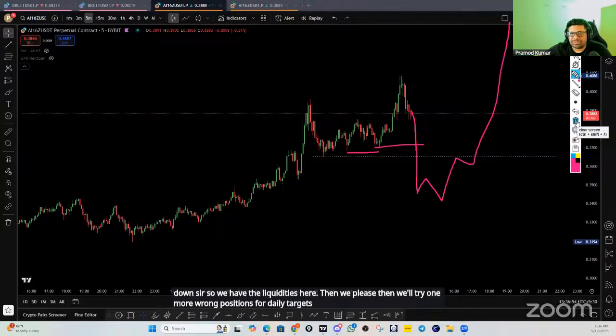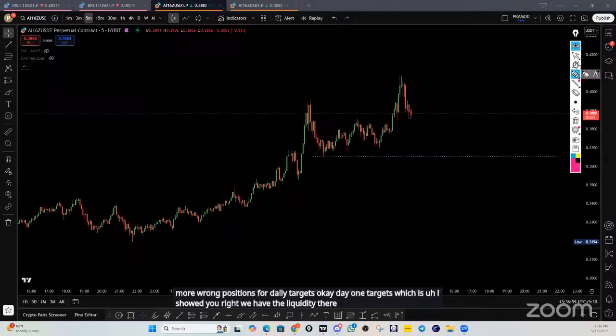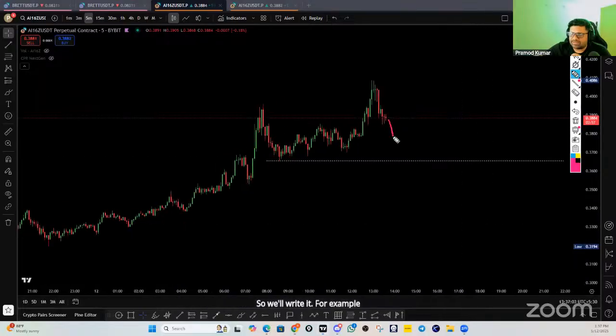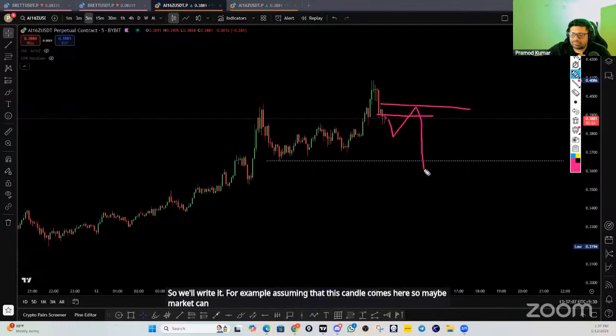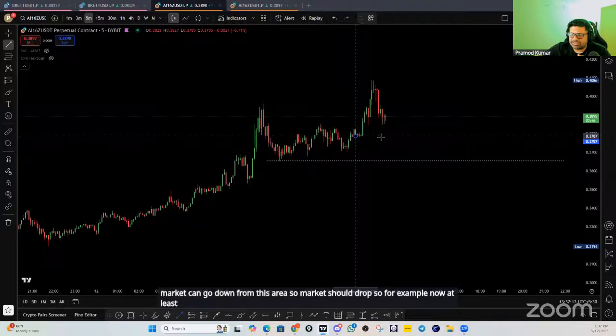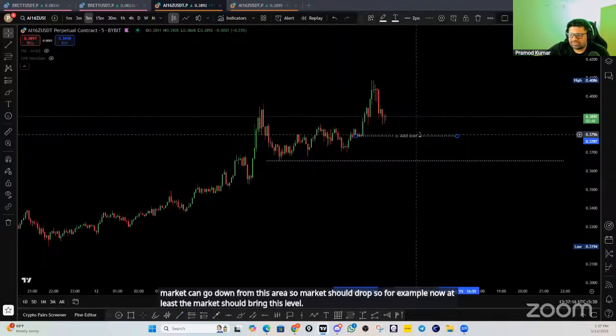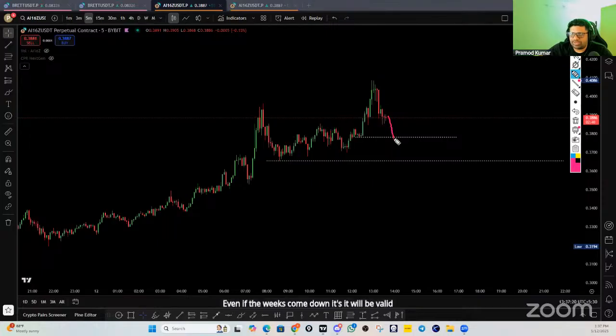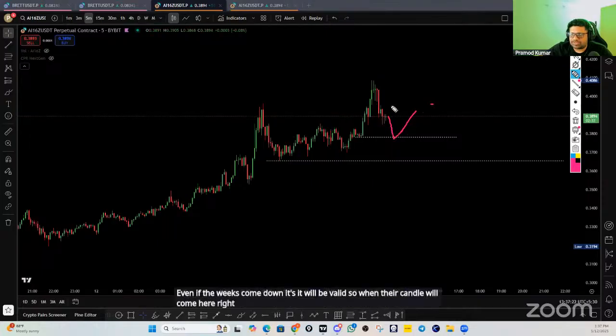The D1 targets, which I showed you, right? We have the liquidity there. So we'll try it. Assume this candle comes here. Maybe the market can go down from this area, sir. At least the market should break this level. Even if the wicks come down, it will be valid. So when the candle comes here, from this place we can try short positions for scalping.